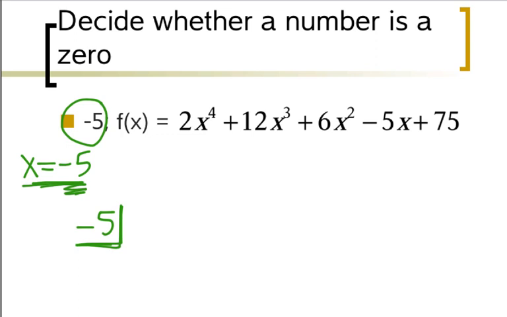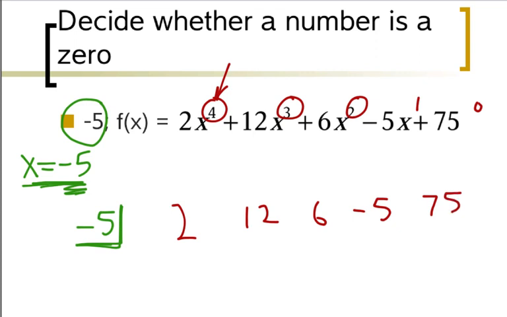Okay? Now, then you take your problem and you look for perfect descending order, and here it does, we look at 4, 3, 2, 1, none, and so this one works just fine. So now we take our coefficients, 2, 12, 6, negative 5, and 75. And the goal here is we're hoping that the remainder is 0. If the remainder is 0, so that's the bottom line, it's a zero if the remainder is equal to 0. Okay? So we've got to check it out.